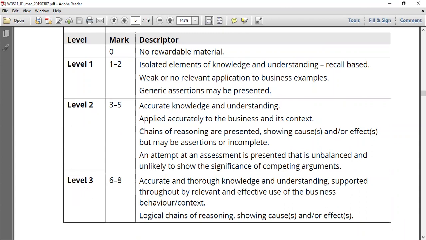If you have everything at level 3, you can give 6 to 8 marks for your answer. Okay, let's go to the last question of Section A.